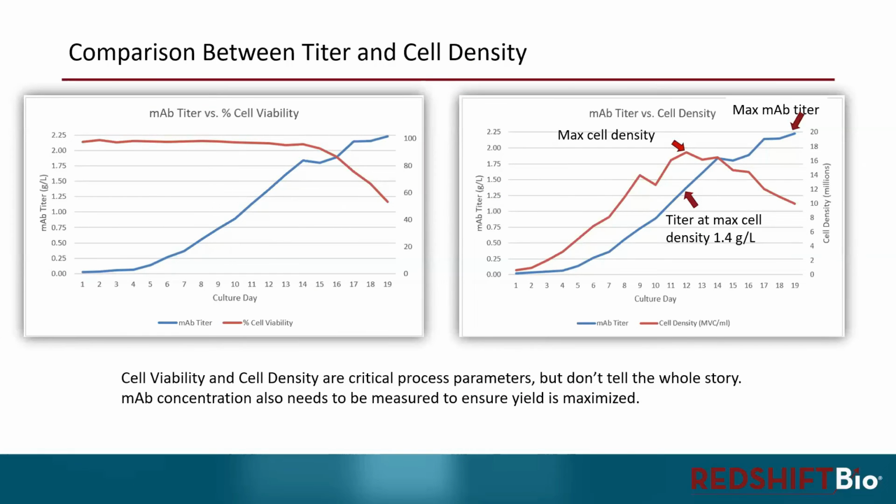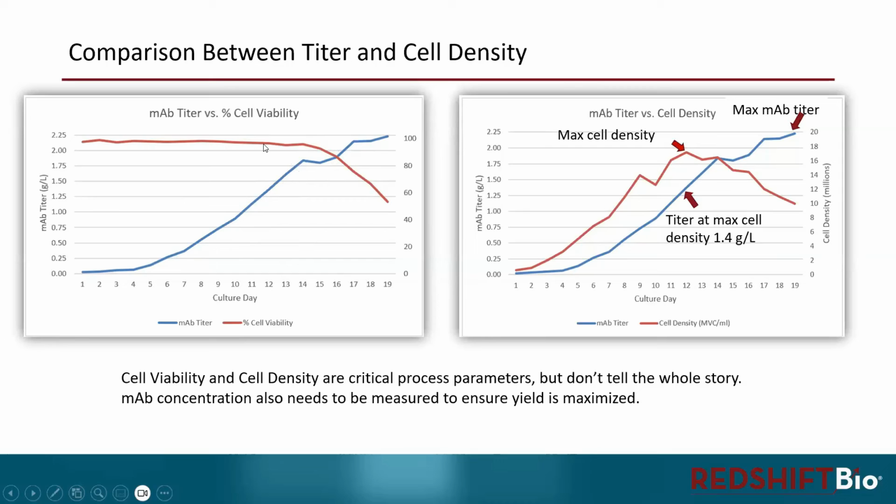One last quick data set to share. When comparing titer and cell viability or cell density, you really want to get both data points to completely understand what you're looking at in your culture. In the left graph, you can see in blue the antibody titer. It is increasing across the full 19-day run that we're looking at. Interestingly enough, maybe not surprising, the cell viability does start to decrease around day 14 to 15 in this culture, but that antibody titer is still increasing.